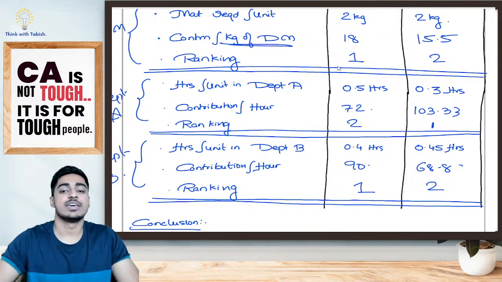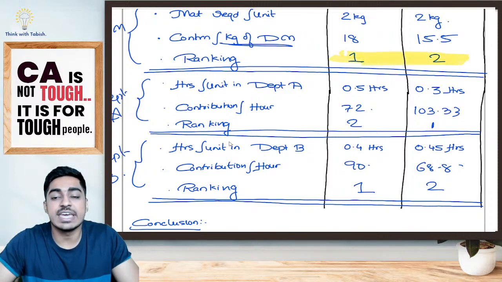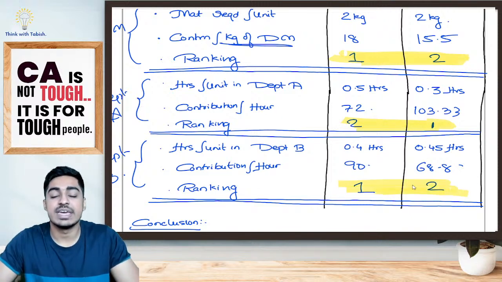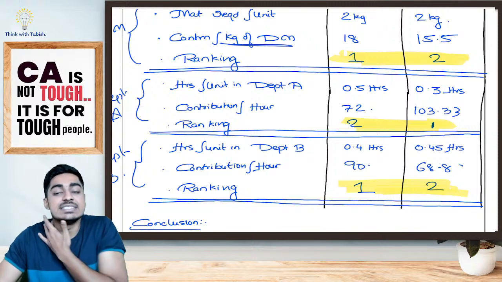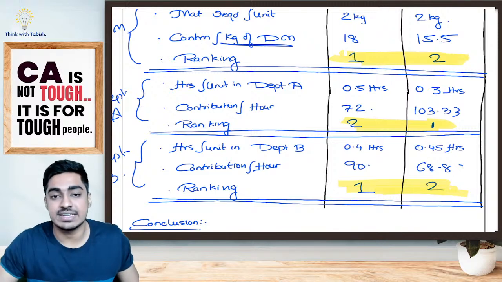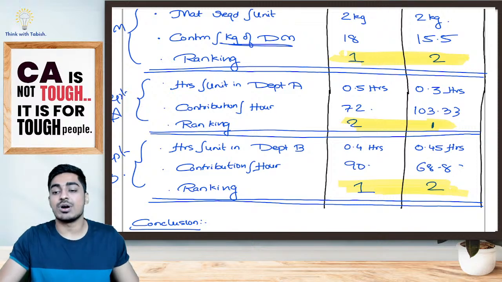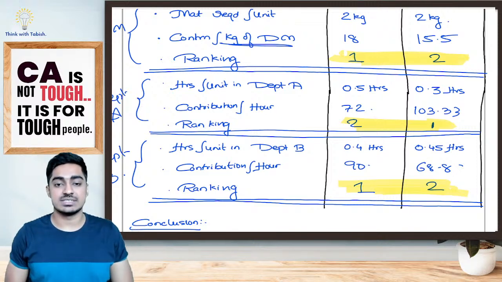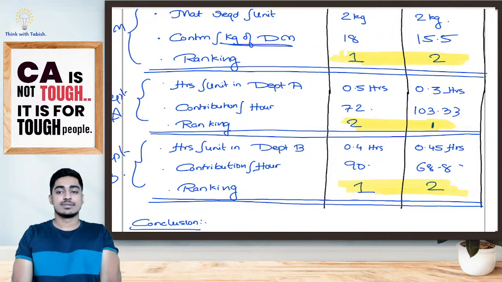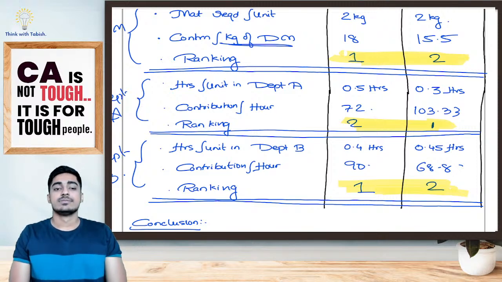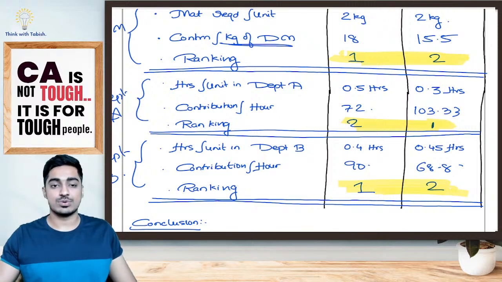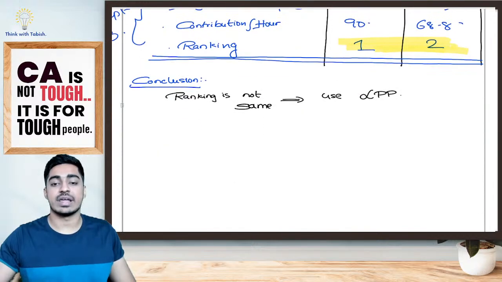Now look at the ranking based on material: first we produce X, second we produce Y. Based on Department A, first we produce Y, second we produce X. Based on Department B, first we produce X, second we produce Y. Is the ranking the same as per all the limiting factors, students, or is it different? Yes, it is not the same. So we cannot directly arrive at a decision. So the ranking is not the same.